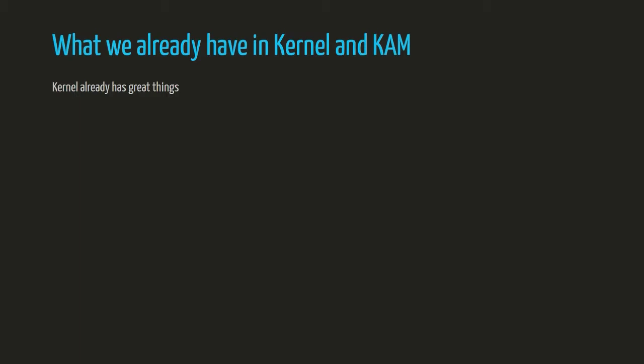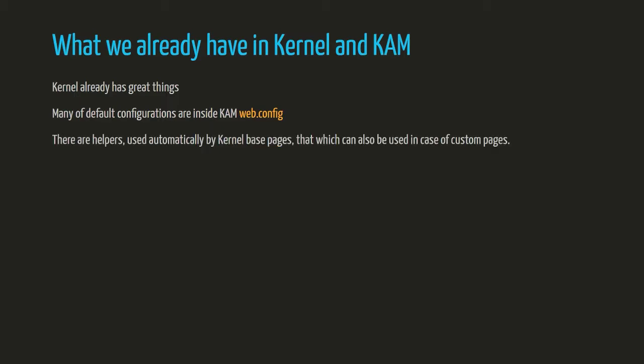Within kernel, there are already a series of implementations for error handling and filters related to web APIs. And those that are configurable have default configuration in CAM web config that cover general use cases. There are also helpers used automatically by kernel-based pages which can also be used in case of custom pages. And if more specific configurations are required, these are documented inside the Wiki.